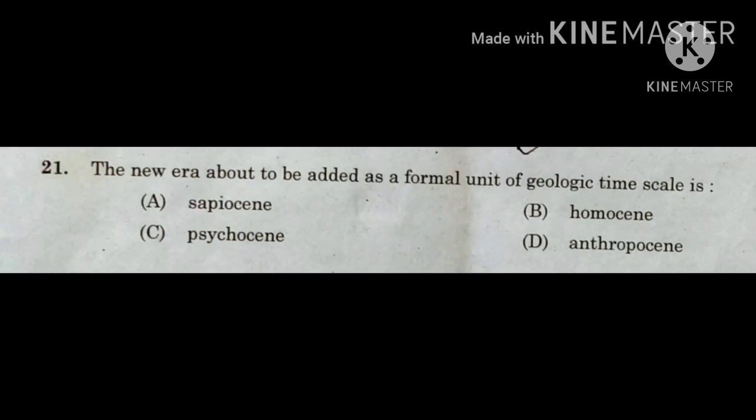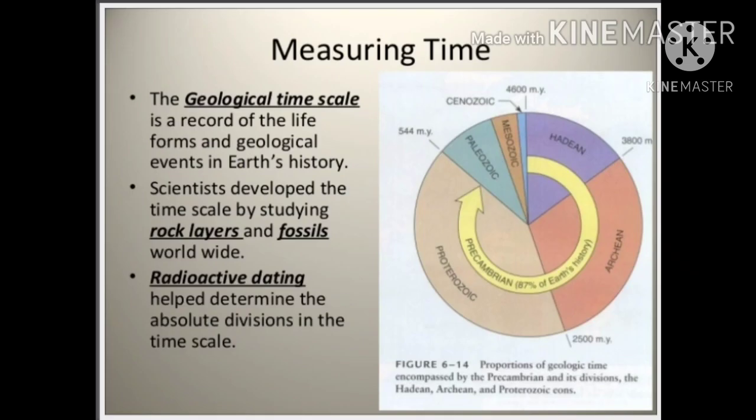Look at the question. The new era about to be added as formal unit of geological timescale is: option A, Sapiocene; B, Homocene; C, Psychocene; and D, Anthropocene. What do you mean by geological timescale? The geological timescale is a record of the life forms and geological events in the Earth history.